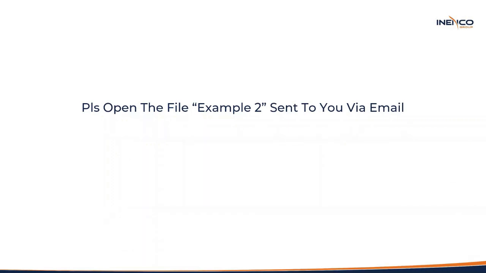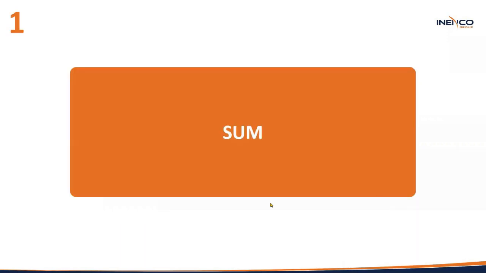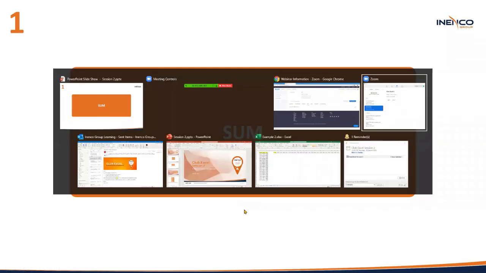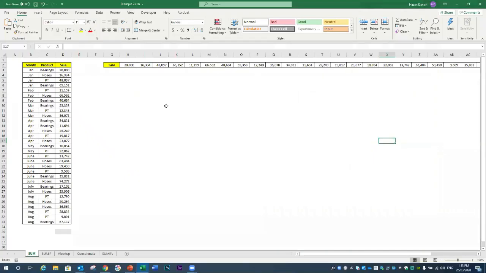Right. So let's start off. If you've opened the file, we will start off with Sum. So I'll toggle between Excel now. I want you to see this. These are 5 sheets. I want you to please come on to the first sheet.